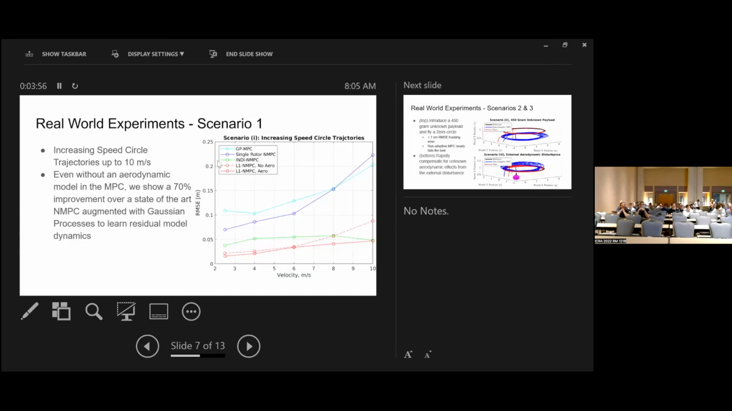So to go to some real world experimental results, I won't present any sim stuff. That's boring. We're roboticists. We need to do stuff on real systems.